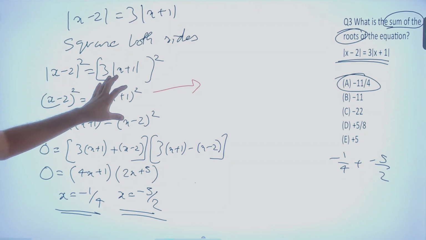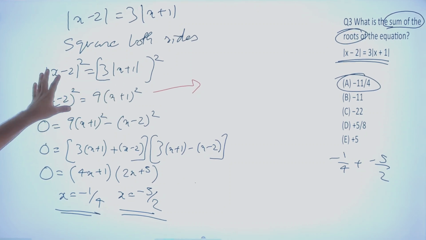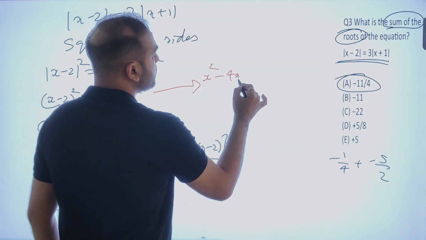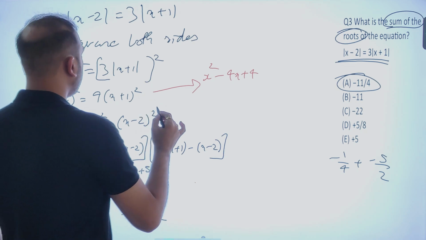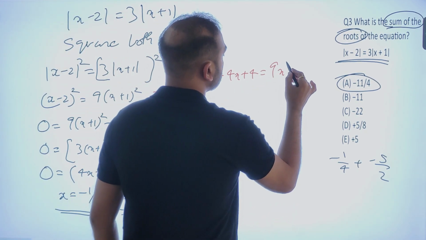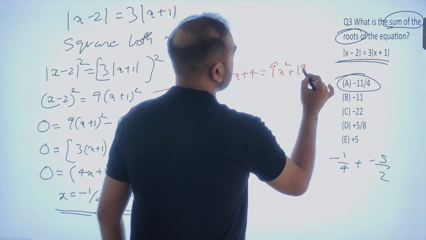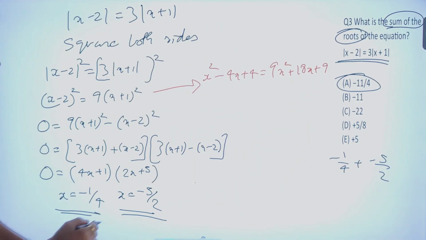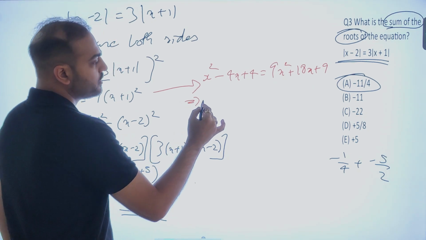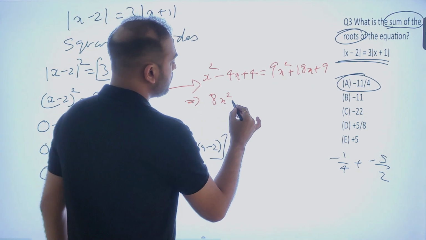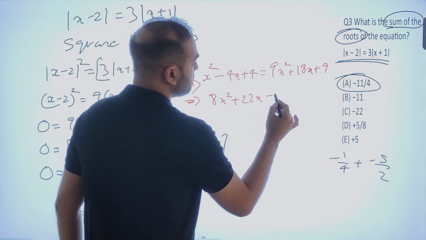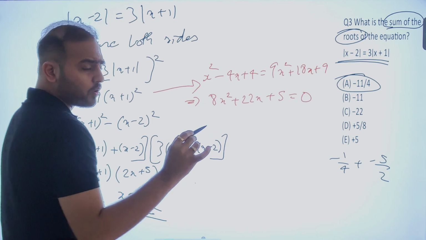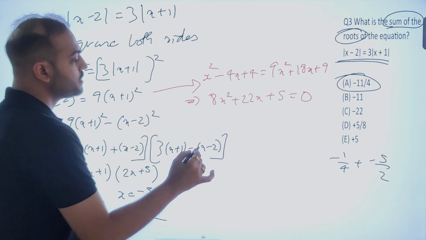Those of you who open this with a plus b whole square and a minus b whole square, you will get x square minus 4x plus 4 is equal to 9x square plus 18x plus 9. 9 gets multiplied to this, you get everything on the same side, and you will get 8x square plus 22x plus 5 equal to 0. Now what is the sum of roots formula?